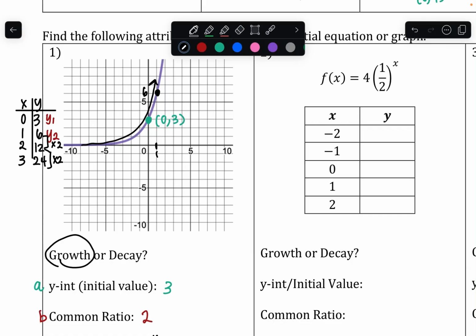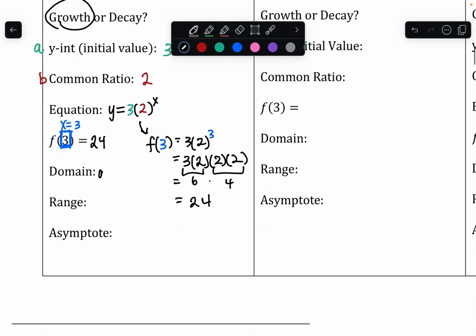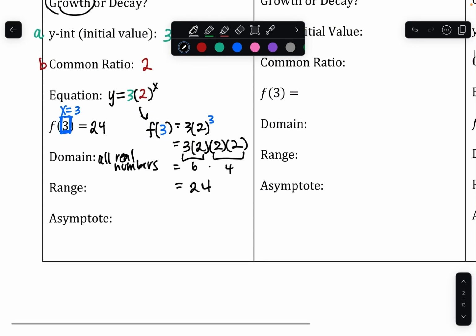Okay, for domain and range, the domain of all exponential functions, if they're giving you the whole graph, goes all the way to the left, all the way to the right, forever. And so your domain is always all real numbers. So if they're just giving you the equation and asking for the domain, it's all real numbers all the time.